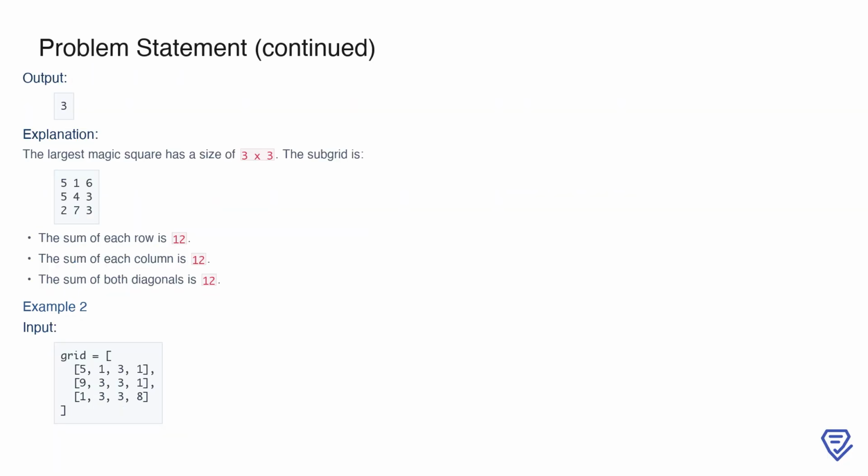In the first example, the input grid is a 4 by 5 matrix. The largest magic square that can be found in this grid has a size of 3 by 3. The subgrid that forms this magic square is shown here, with the values 5, 1, 6 in the first row, 5, 4, 3 in the second, and 2, 7, 3 in the third. For this subgrid, the sum of each row is 12, the sum of each column is 12, and the sums of both diagonals are also 12. Since all these conditions are met, this subgrid qualifies as a magic square. Therefore, the output for this example is 3, which is the side length of the largest magic square.